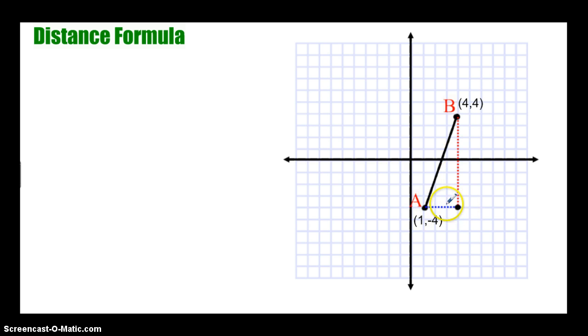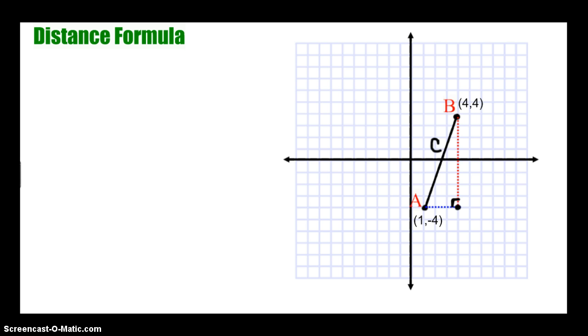If I create a right triangle here using one of the sides of the right triangle as the horizontal length and one of the sides as the vertical length, we see we have our right angle right there, then segment AB becomes our hypotenuse, also known as C.